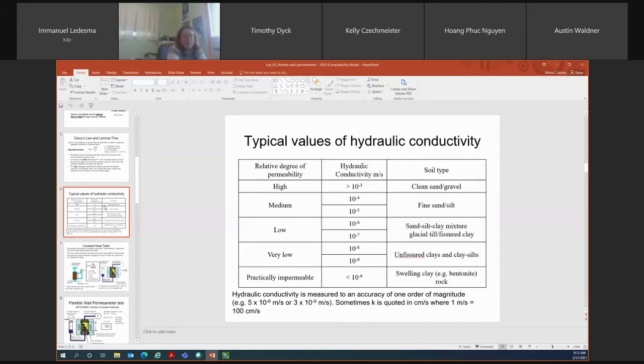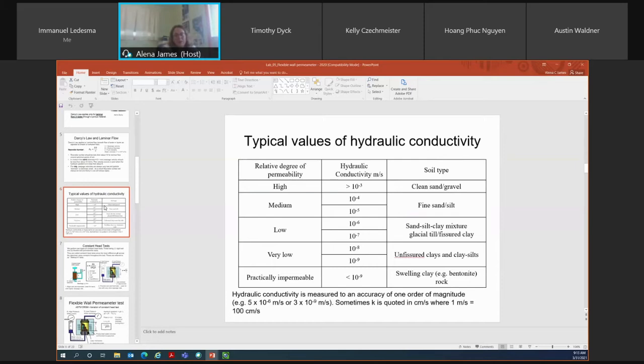These are typical values of hydraulic conductivity that you would see for sand and gravel material all the way up to a swelling clay material or a bentonitic rock. Hydraulic conductivity values are measured in orders of magnitude. I don't expect you to memorize what these orders of magnitude are, just recognize that the K value for a sand and gravel material is always much higher than it is for a clay material.